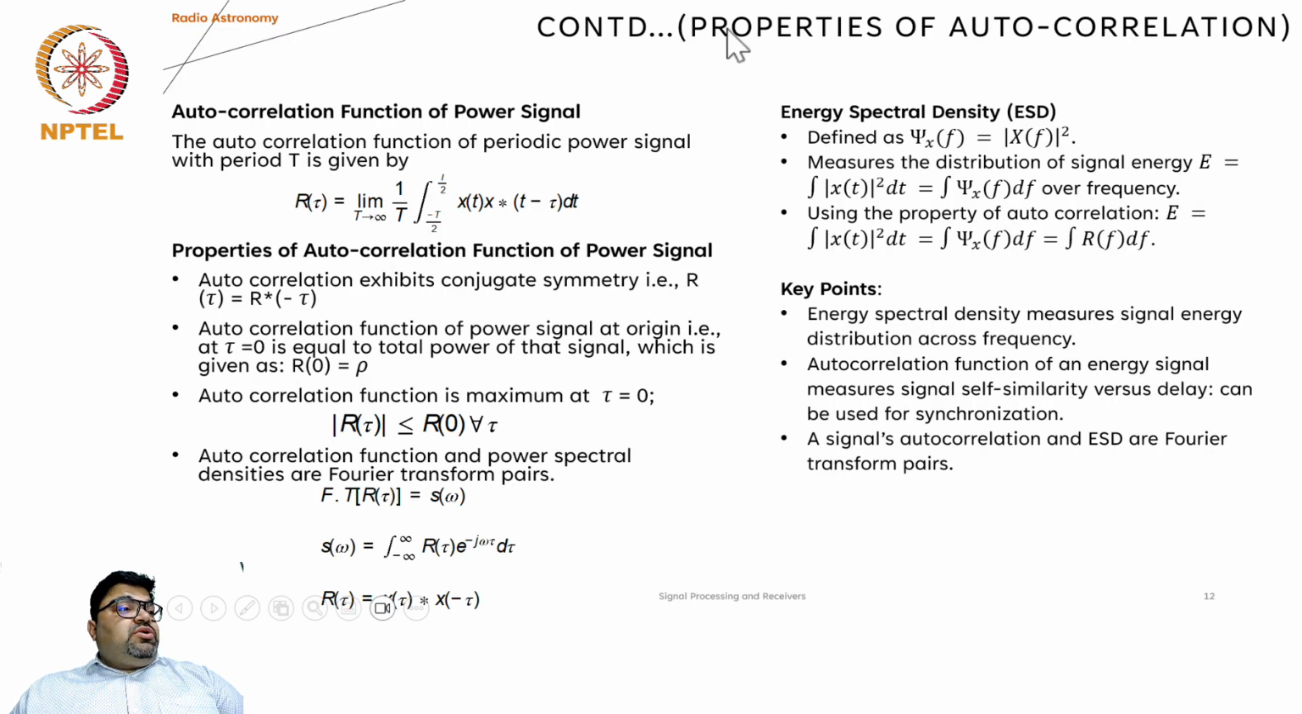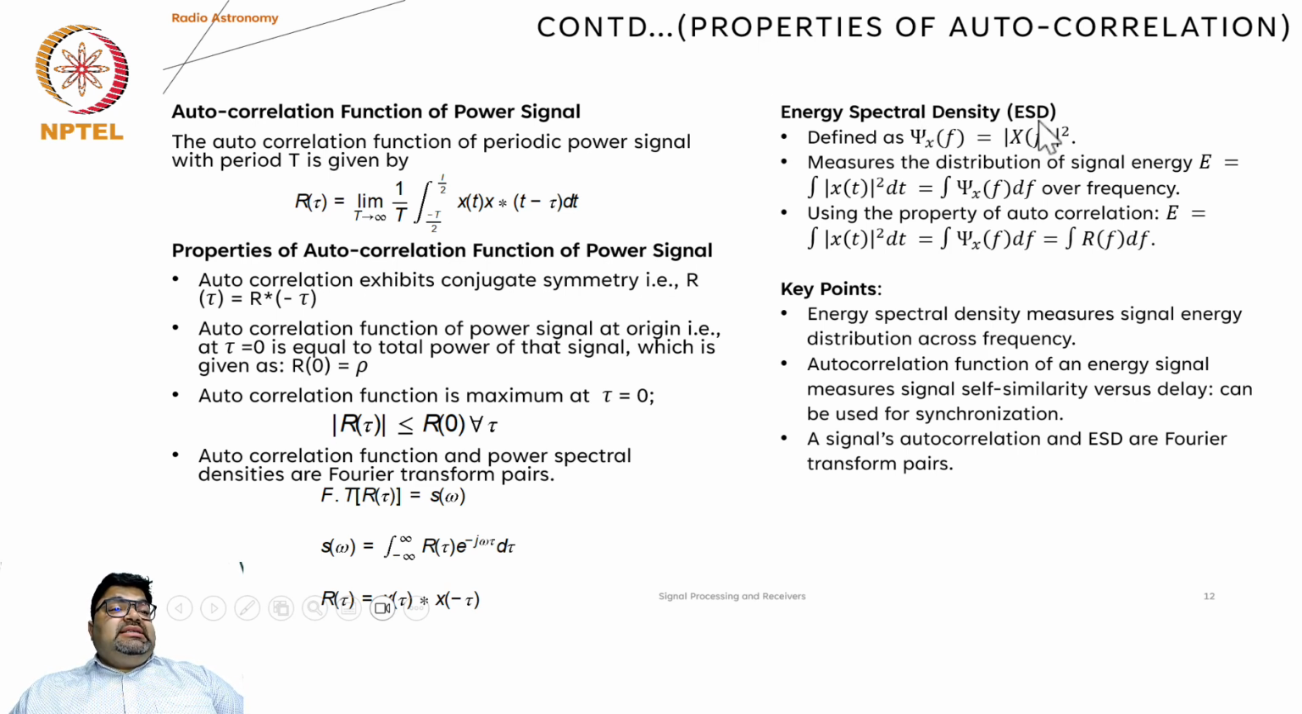Now, the autocorrelation function of a power signal is given by the limit as T tends to infinity of 1 over T times the integral from -T/2 to T/2 of x(t) x(t - tau) dt. Now the properties of the autocorrelation function of the power signal. Autocorrelation exhibits conjugate symmetry: R(tau) is R conjugate of (-tau). The autocorrelation function of a power signal at the origin, tau equal to 0, is equal to the total power of that particular signal, given by R(0) = rho.